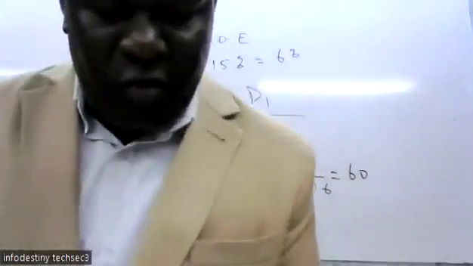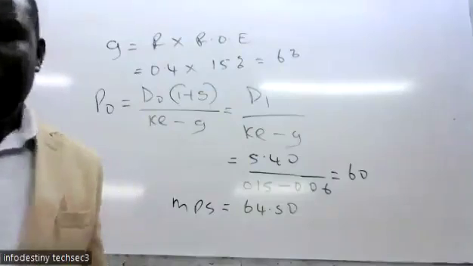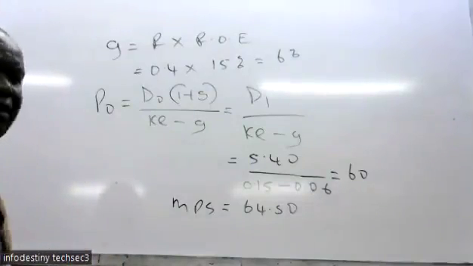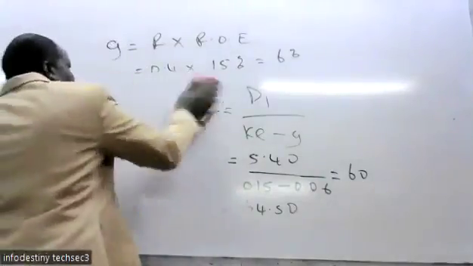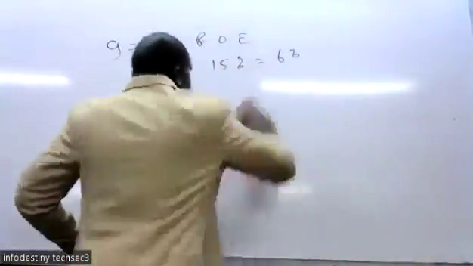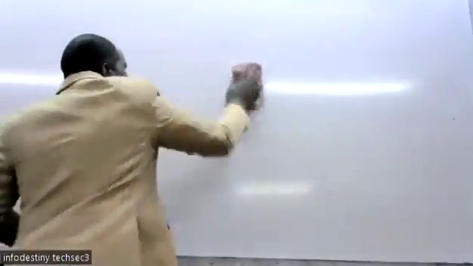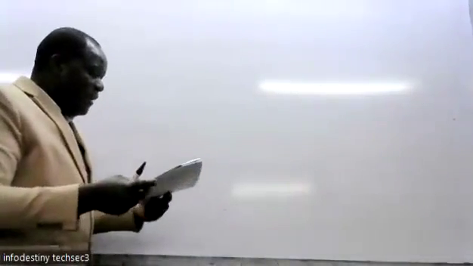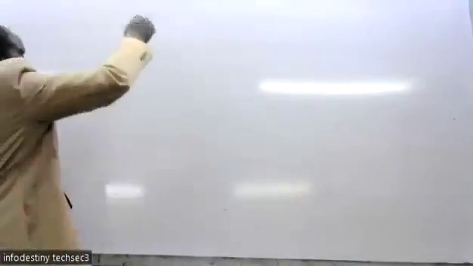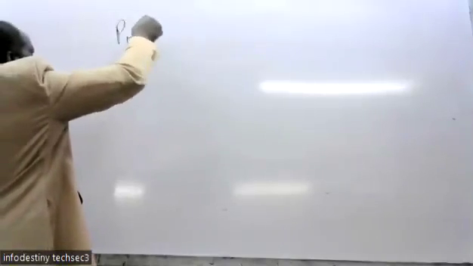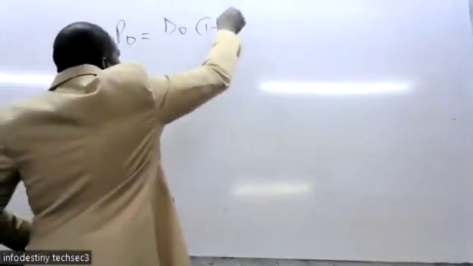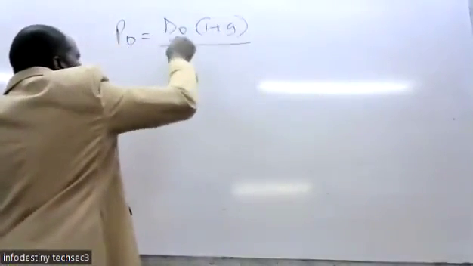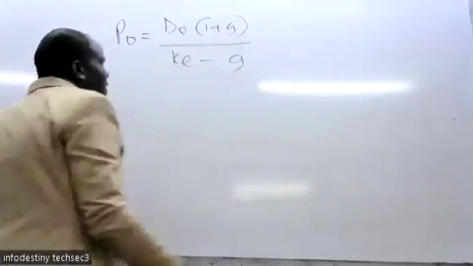So in this question, also to get the value of the share, we shall simply be saying that the value of the share, P0, is supposed to be equal to D0 in the brackets of 1 plus g, divided by Ke minus g.